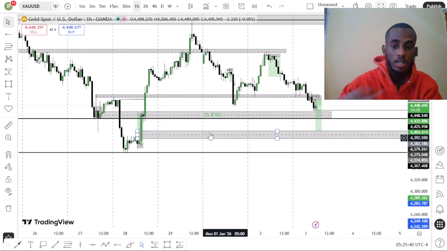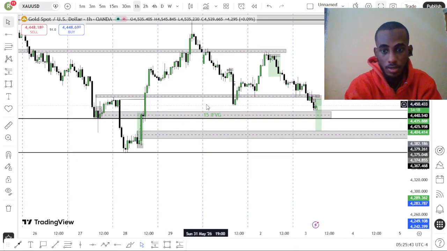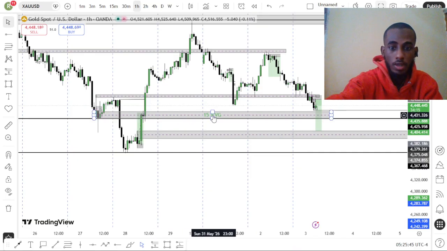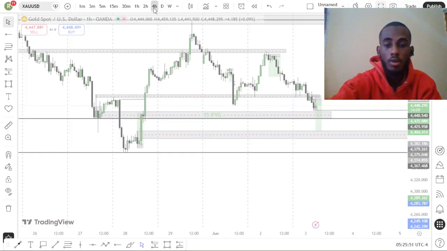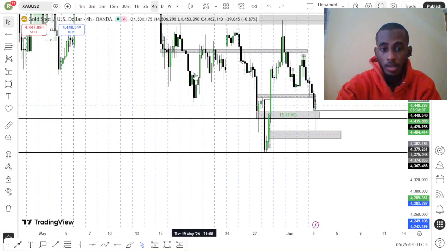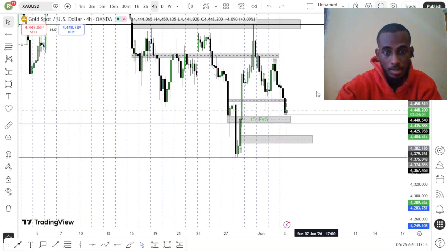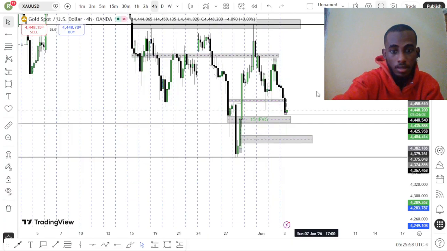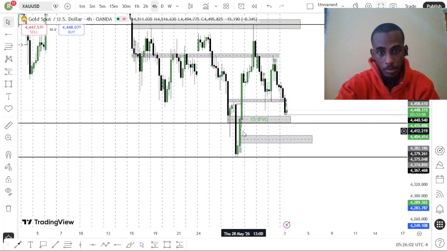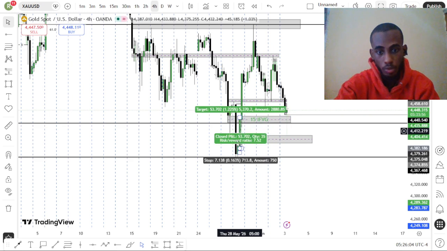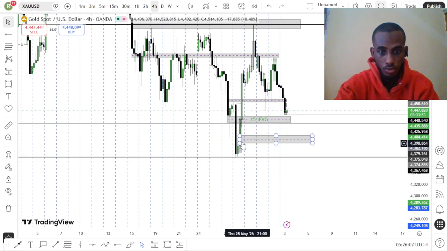Why? Because we can see clearly this is a demand zone. It's also a 15-minute IFVG, right? But if we go to the 4 hour time frame, we can see clearly that this is an imbalance. We have an imbalance, right? So the market needs to push down up to this level and fill this FVG, right?